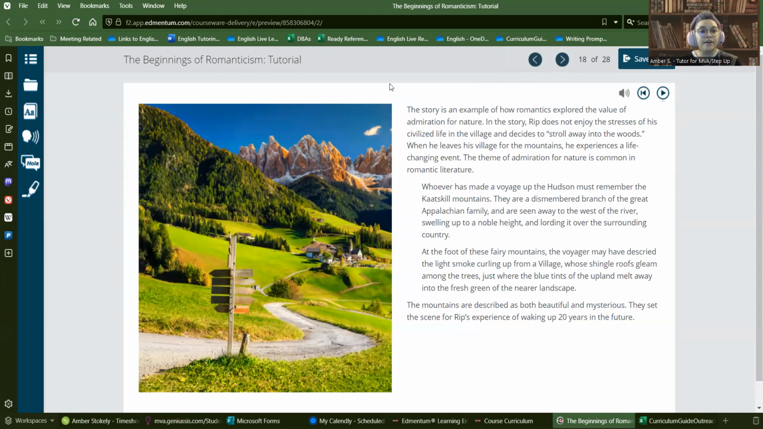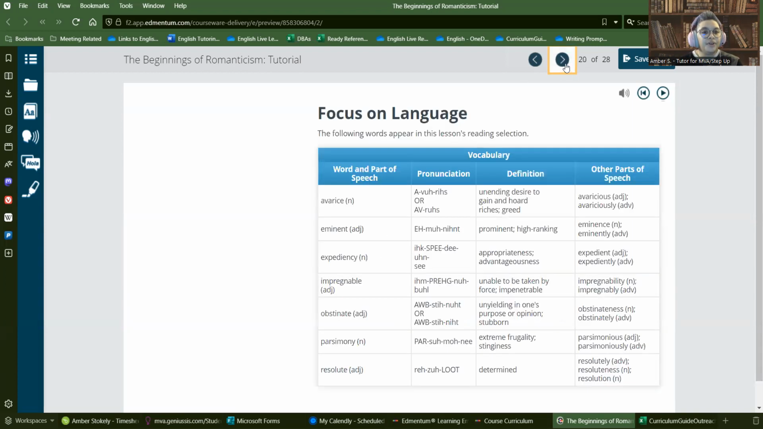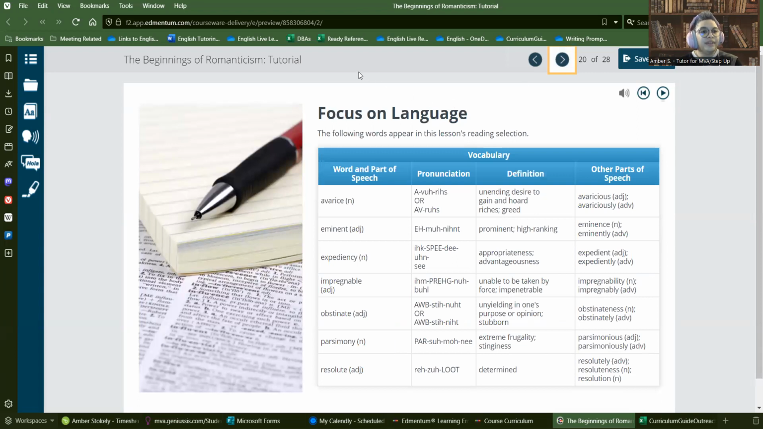And that is actually about it for this reading selection. These are the only two pages that really discuss this at length. I think the rest of this is a focus on language sort of thing. Yeah, it is. So I'm going to stop sharing.